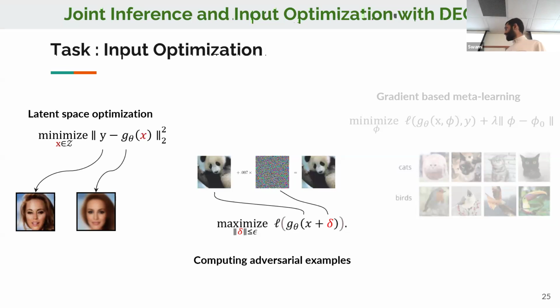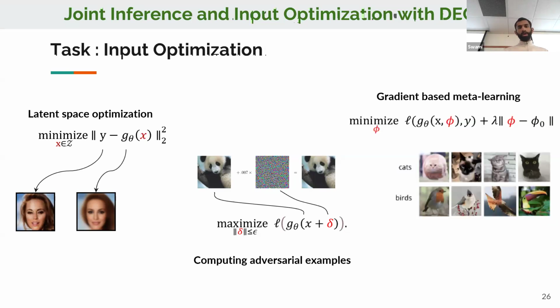And likewise, you might have the problem of computing adversarial examples, where you're trying to find the worst case perturbation on the inputs within some epsilon ball to maximize a certain objective to find an adversarial example. And likewise, you might have gradient-based meta-learning problems where, given a few short examples, you might want to optimize over some task-specific parameters to fit to that specific task, given a distribution of tasks.